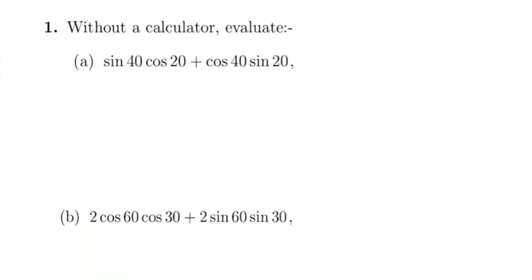So let's just have a look at a few examples. The first one says, without a calculator, evaluate sine 40 cos 20 plus cos 40 sine 20. So what we need to do is find one of our addition rules that matches up with that. The one we're going to use is sine of A plus B equals sine A cos B plus cos A sine B.